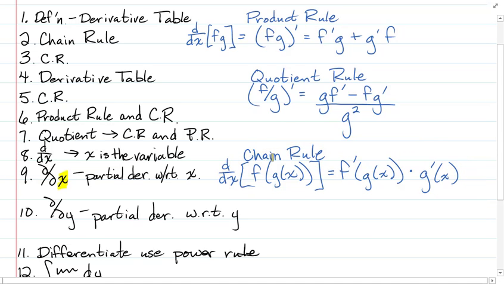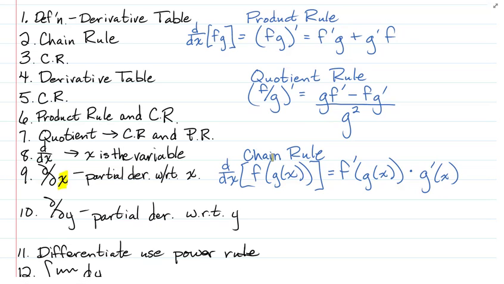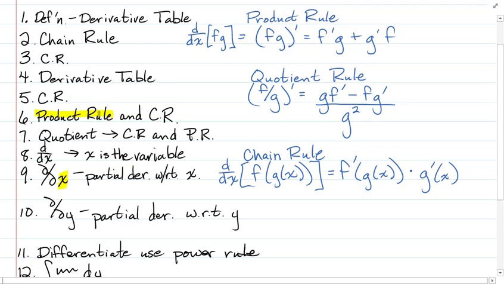Now starting in 6, we start mixing all these rules up. So 6, the first rule you're going to apply is the product rule, because the function as a whole, initially out of the box, is a product. Okay, and then you're going to apply the chain rule. Okay, so you'll be using a chain rule inside the product rule.